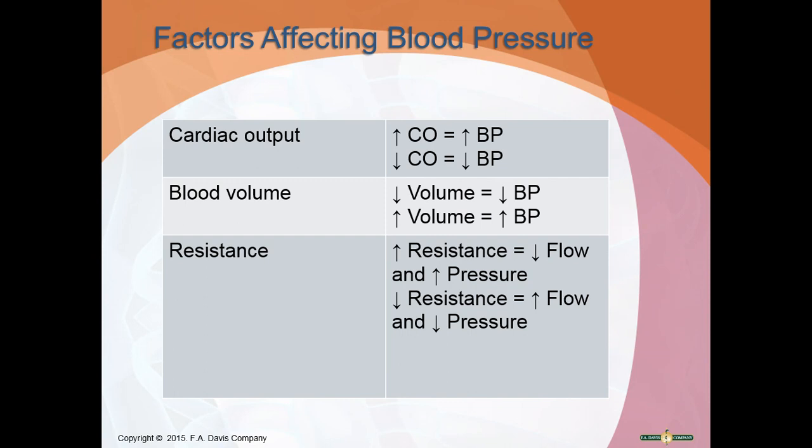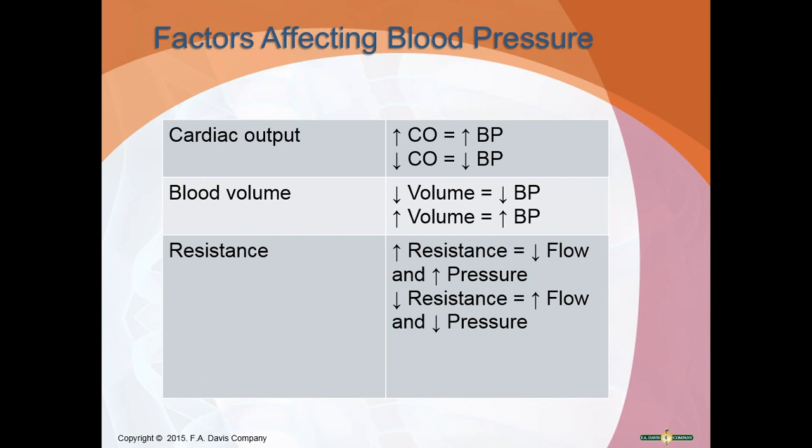So cardiac output, when the heart beats harder, such as during exercise, cardiac output increases. When cardiac output increases, blood pressure increases. When cardiac output falls, such as when exercise ends or the heart is weak, blood pressure falls. So a rise in cardiac output from the heart beating harder increases blood pressure. When the cardiac output falls, blood pressure falls.